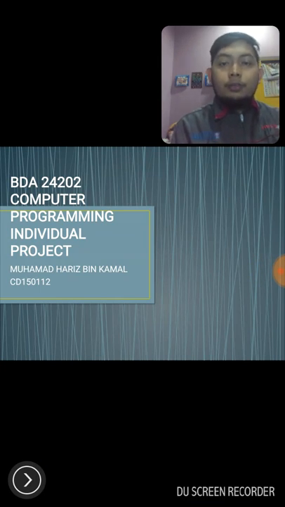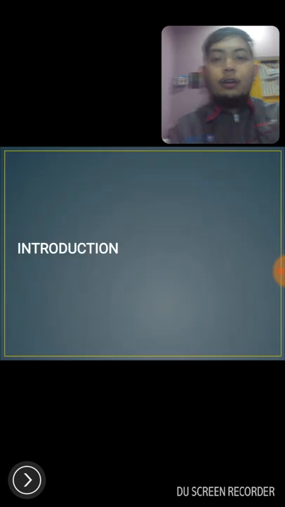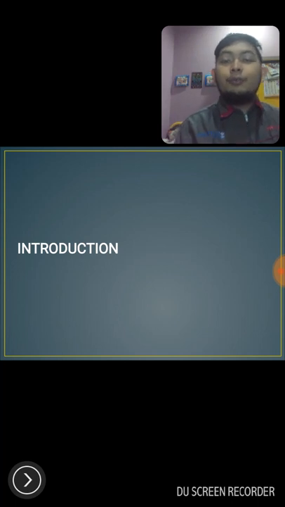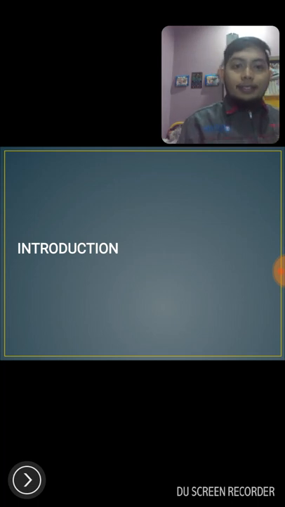CD1501112. I will present about the computer programming individual project that is related to fluid mechanics. First, I will introduce some facts about C programming. C was invented to write an operating system called UNIX.